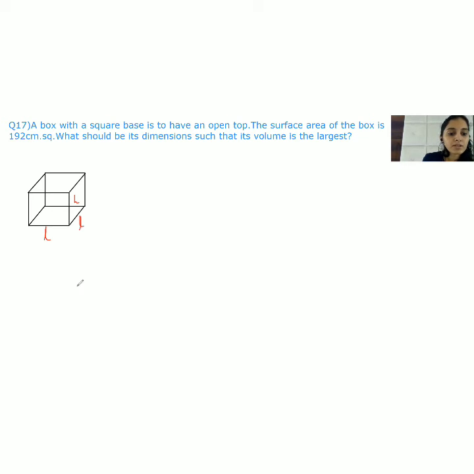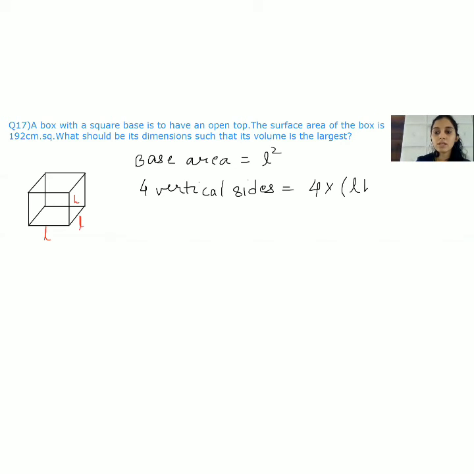So let us start with what would be the base area first. So base area is equal to L square, right? And what would be the area of each of the vertical sides? So 4 vertical sides is equal to 4 into, what is the dimension of the vertical side? L into H. So 4LH, correct?